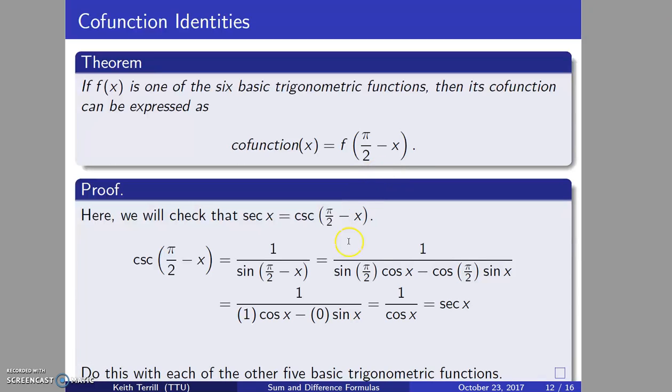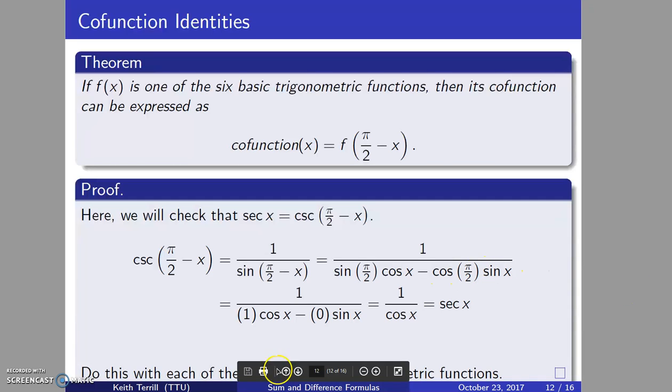So I got 1 over sine pi over 2 cosine x minus cosine pi over 2 sine x, and sine of pi over 2 and cosine of pi over 2, well, that's something I can evaluate. Sine of pi over 2 is 1, cosine of pi over 2 is 0, and so after all of this evaluation, I just have 1 over cosine x minus 0. 1 over cosine, and that is in fact secant.